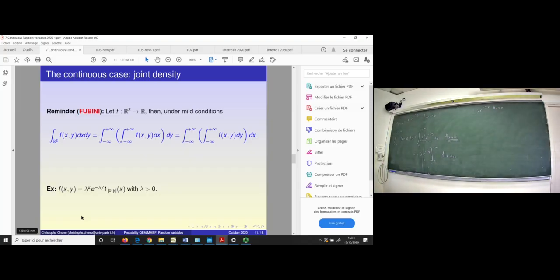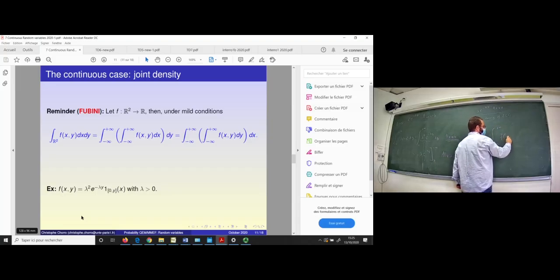Do you know what I have obtained here? Yes, it's the density of an exponential of parameter lambda. And now, keep in mind what I want to do. I want to compute the double integral of this mapping. I have first done the job with respect to y, and then I have to compute the integral of what I have obtained.